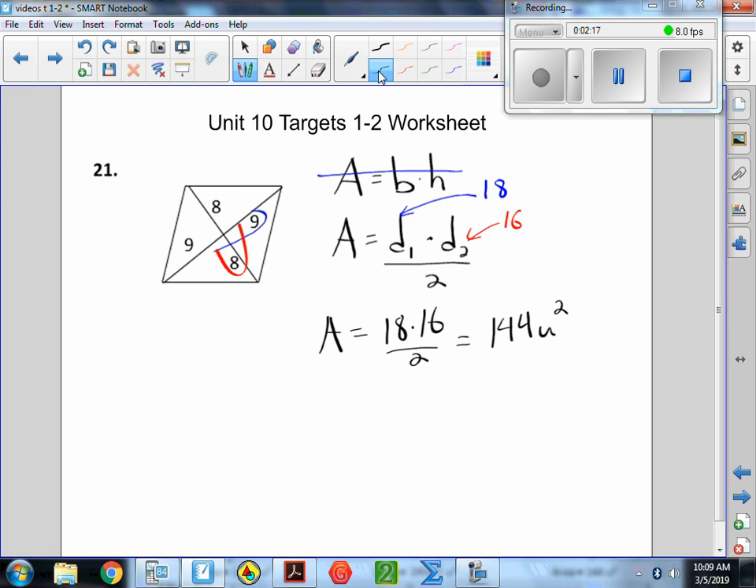So I have a right triangle because the diagonals of a rhombus are perpendicular. And so I can use Pythagorean theorem to find x. 8 squared plus 9 squared is equal to x squared. 8 squared plus 9 squared is equal to 145. So x is going to equal the square root of 145.